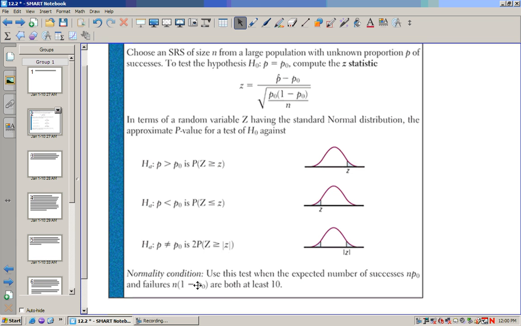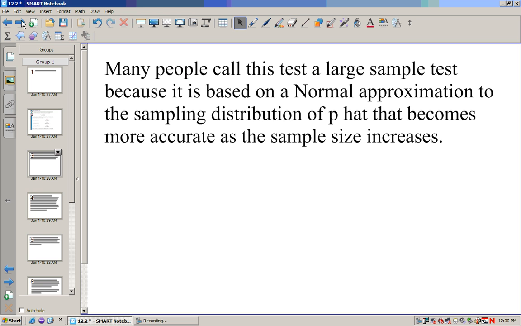Now, for the normality condition, we have to see that n times the null p and n times 1 minus the null p are both at least greater than 10. So many people call this test the large sample test because it is based on the normal approximation due to the sampling distribution of p hat, which becomes more accurate as the sample size increases.